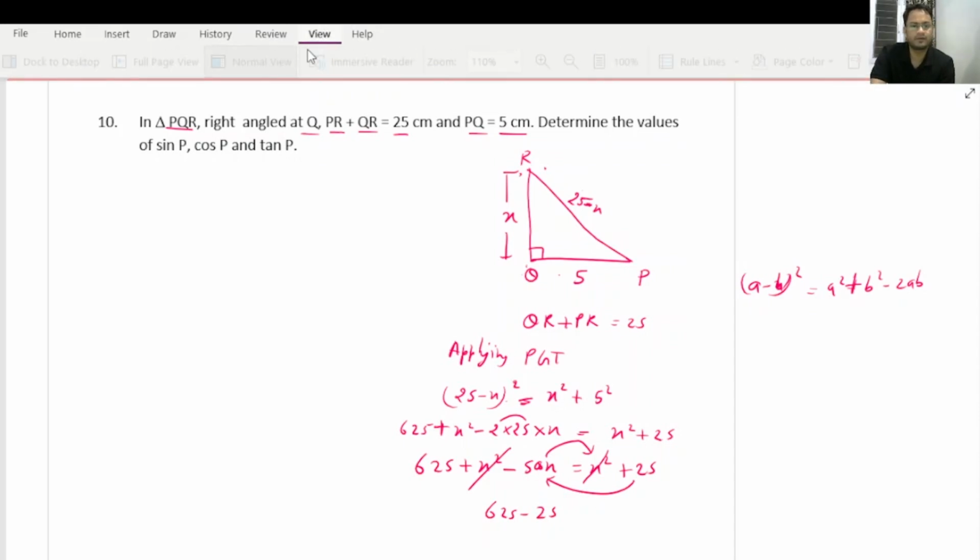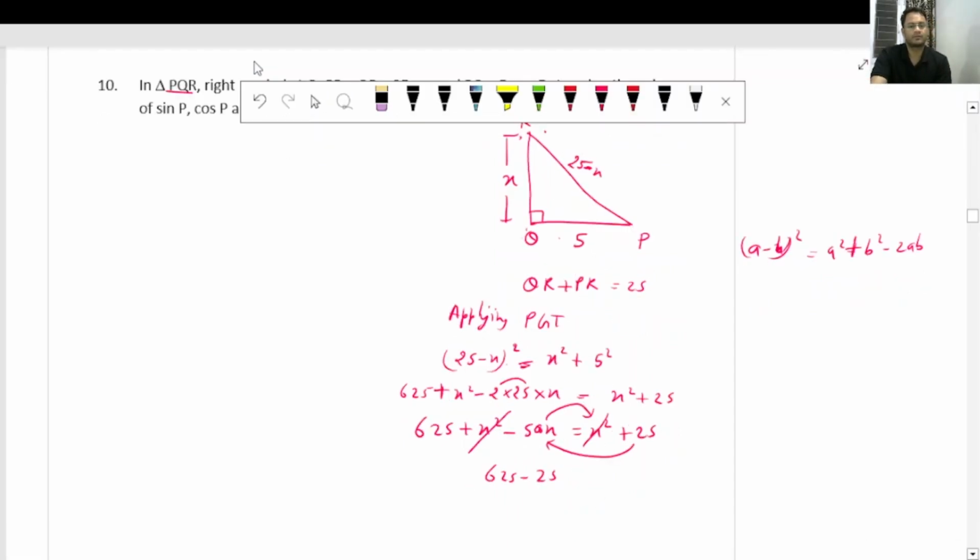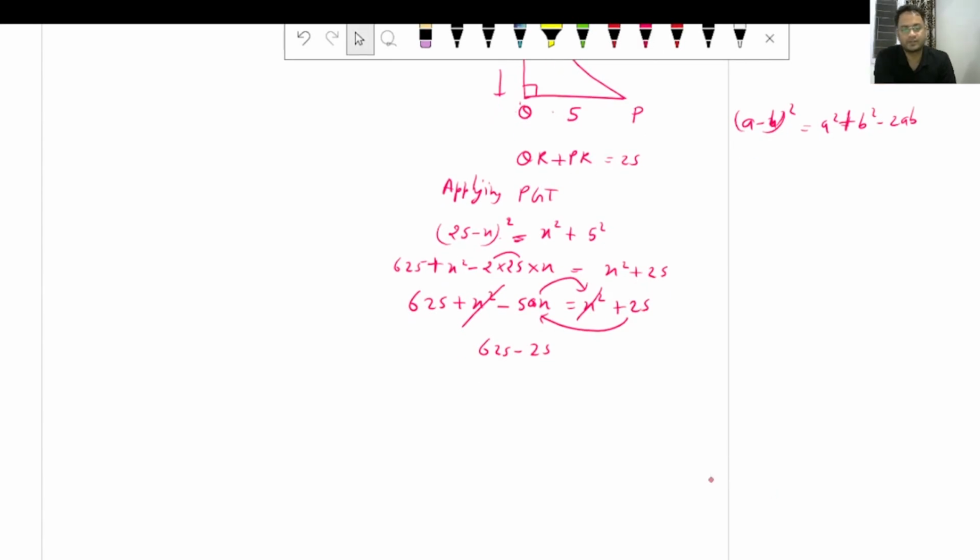Just a minute. 625 minus 25 is equal to 50x. So this will become 600, right? And this will become 50x. So you can send the 50 to the denominator. So 600 upon 50 is equal to x. Done. Now 0 can be cancelled. 5 times 1 and 5 times 12 is 60. So 12 is equal to x.